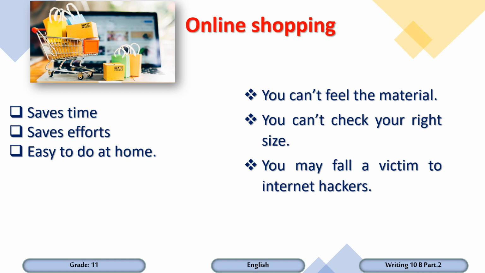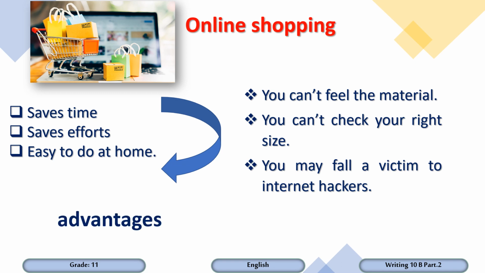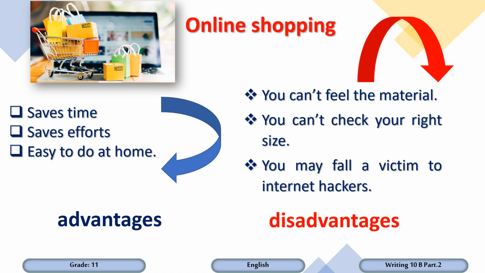Okay, let me ask you a question here. What do the first three elements represent? The first three elements represent, excellent, the advantages of online shopping. So what about the other three elements? They represent, fantastic, the disadvantages of online shopping. Dear students, our lesson today will deal with the advantages and disadvantages of certain topics.